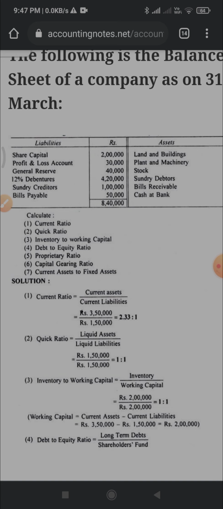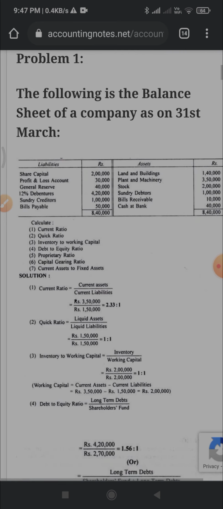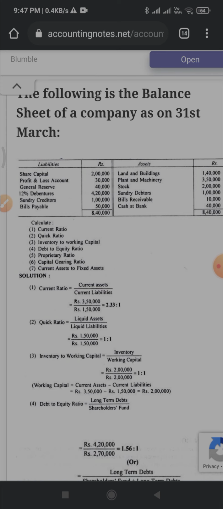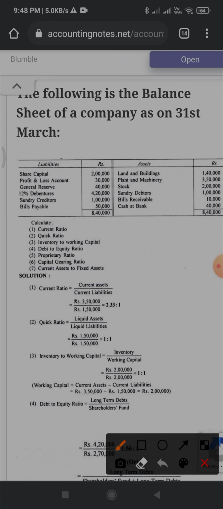They have given a balance sheet. The following is the balance sheet of a company as on 31st March, and here they have given liabilities and assets. They ask to calculate the current ratio, quick ratio, inventory to working capital, debt to equity ratio, proprietary ratio, capital gearing ratio, and the last one, current assets to fixed assets. So we need to understand this one by one. First one we are going to understand.